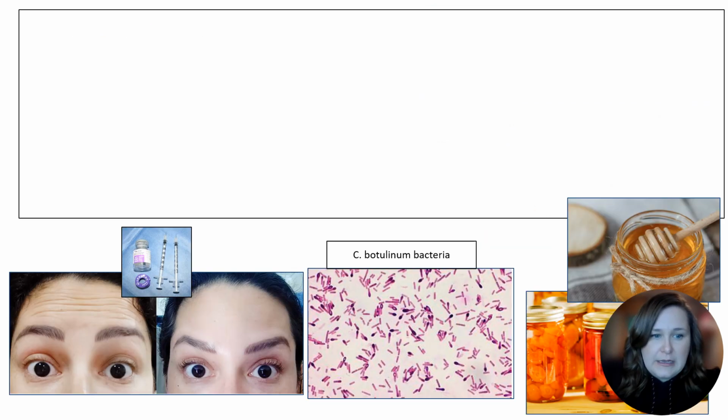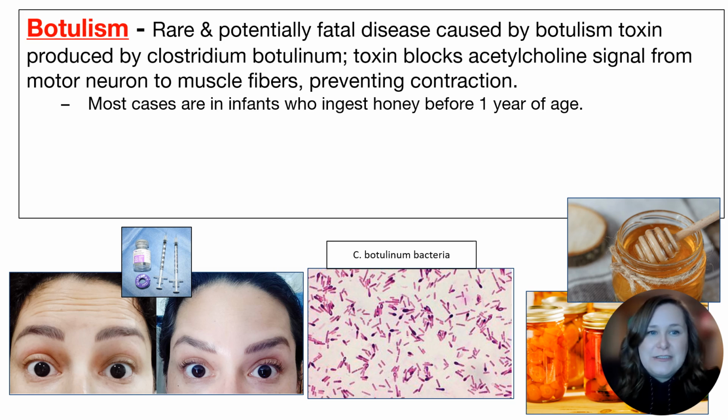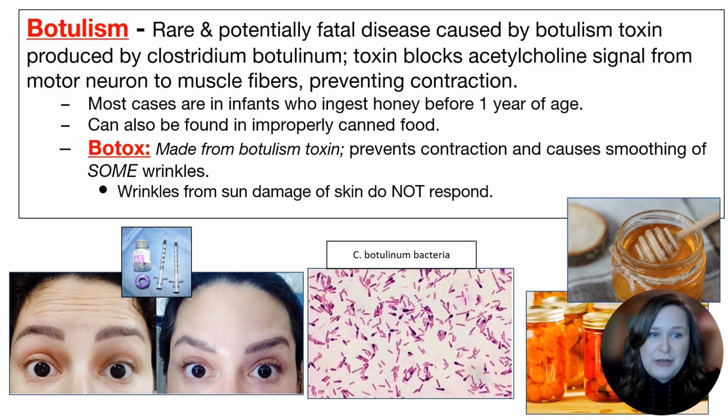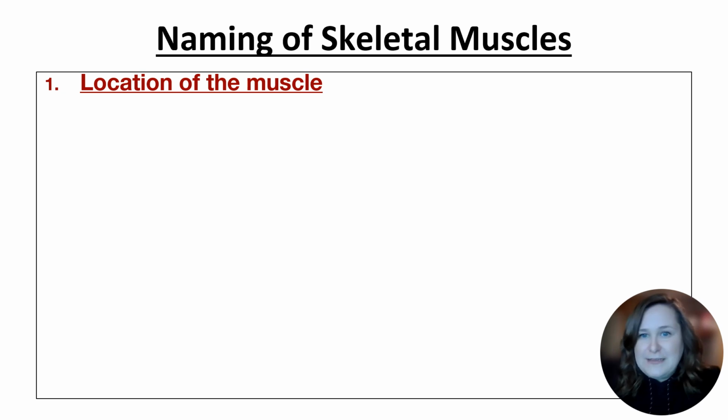And in kind of the same vein, botulism is usually a rare and potentially fatal disease caused by the botulism toxin. But we also use this like in Botox. What this does is it prevents contraction and causes smoothing of some muscles because it actually is blocking that calcium reuptake at the neuromuscular junction. So that's all that I have on disorders.